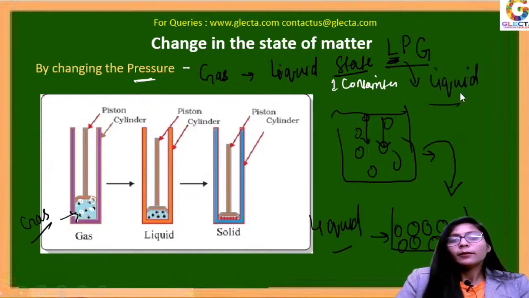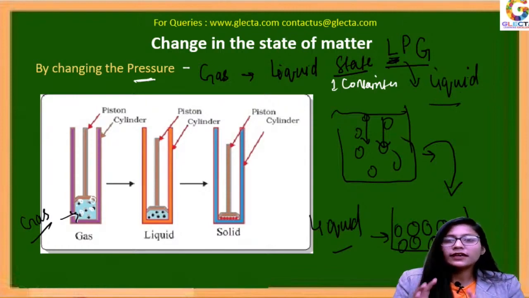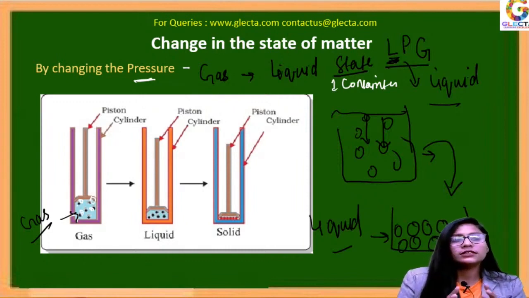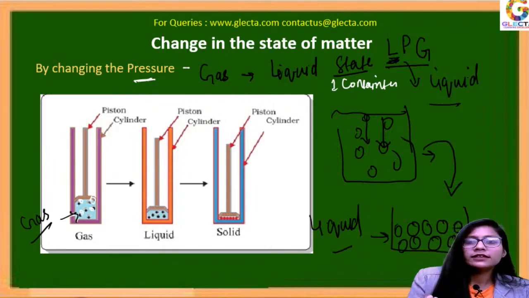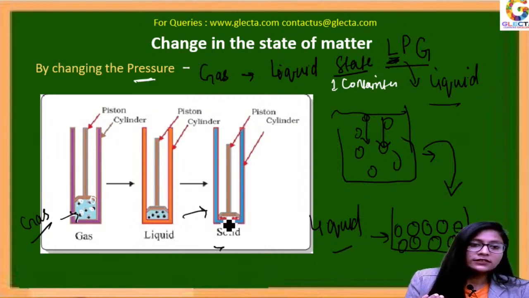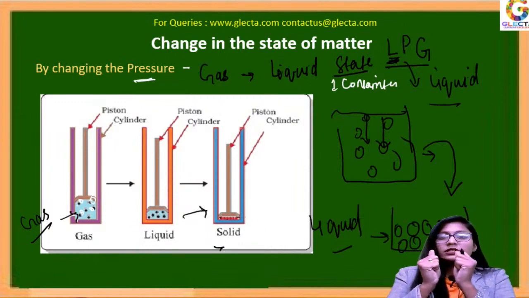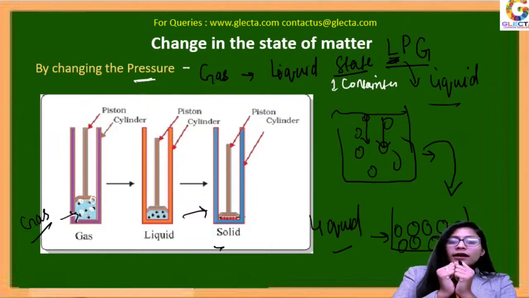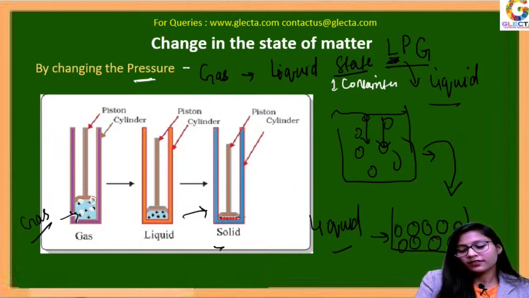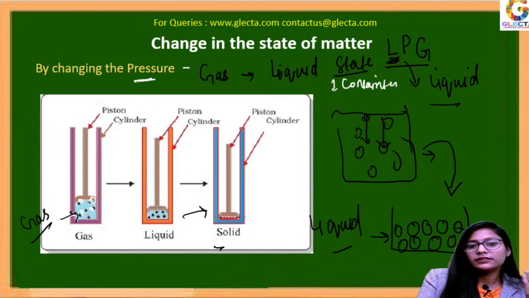Why? Just because we are giving too much pressure to the gas, and the gas particles come closer and convert into the liquid state. If I keep raising the pressure, this liquid state will further convert into the solid state like this. You can see the particles are very close to one another. They do not have any space between them. That's why these particles of the gas will further convert into the solid state. Okay, now I hope you are clear about the way in which we can convert the state of matter.